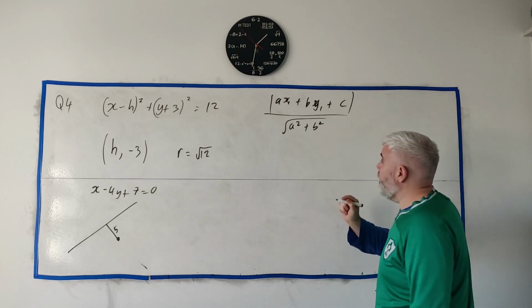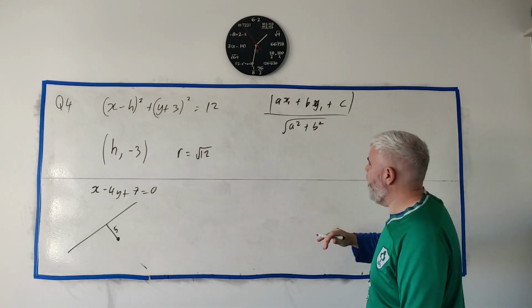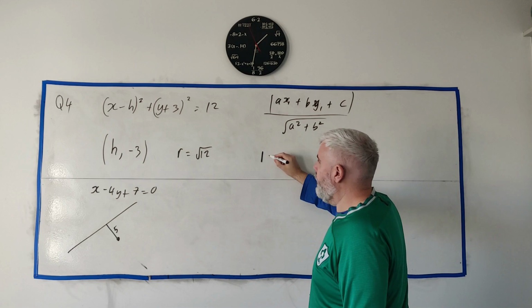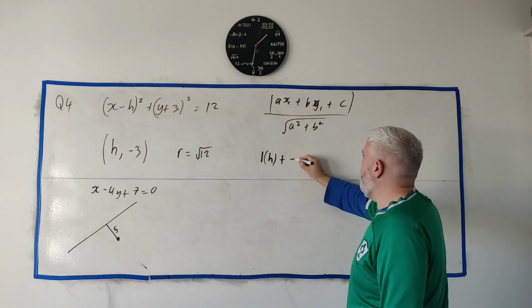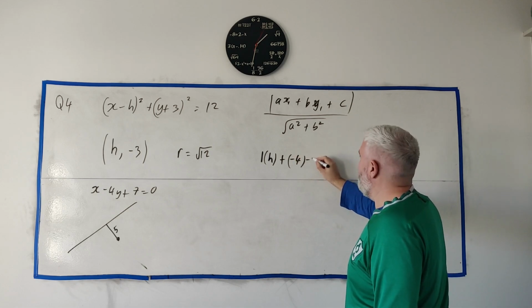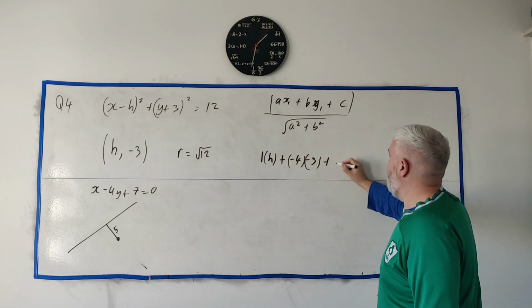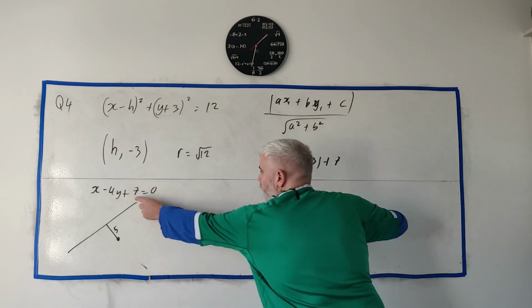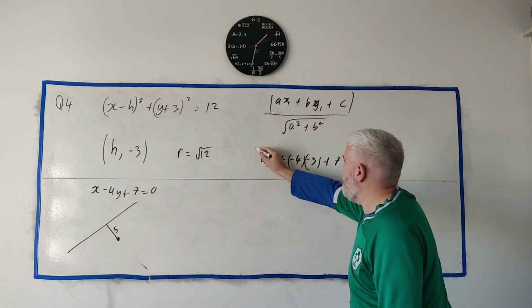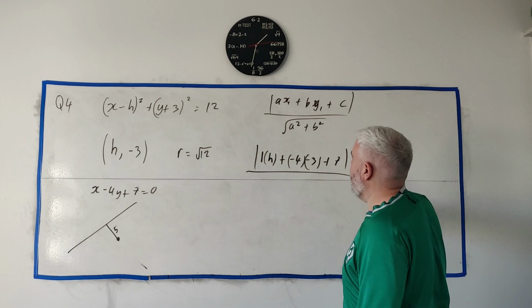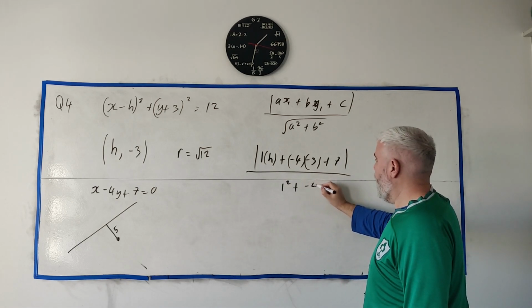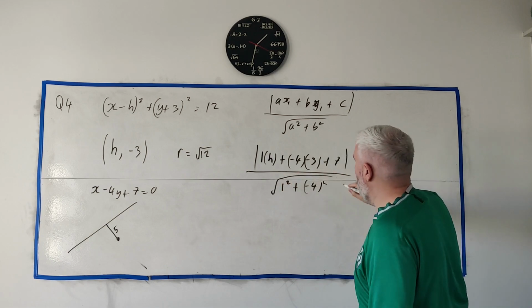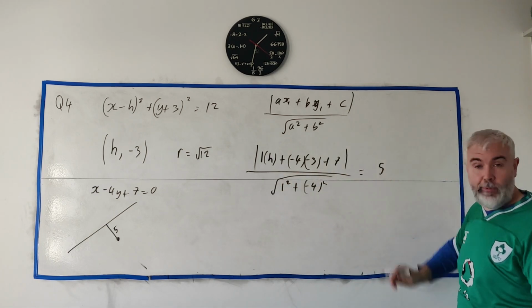And we know the answer's 5. So we can use that information. a is 1, x1 is h, plus minus 4 times minus 3, plus 7. I'm just filling in all the numbers into each of these parts. The absolute value of that is what we want, divided by the square root of 1 squared plus minus 4 squared, and we know the answer to be 5.